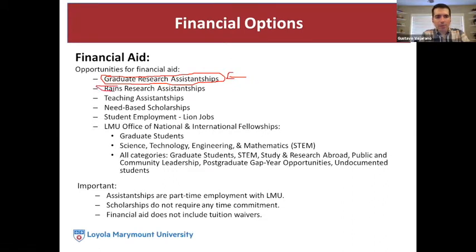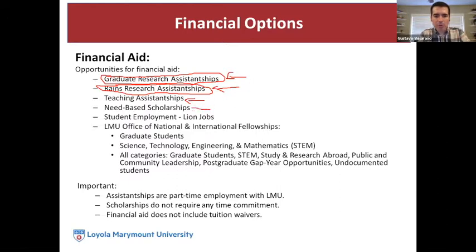Then we have range research assistantships. The idea is similar to the previous research assistantships, but these are at a much lower number of hours per week. Students will work probably like 2 hours per week on a range research assistantship. We have teaching assistantships. Students may work for a faculty member. They may help them to set up lab assignments for the undergrad program, or they can help them to grade homework assignments of the students of the undergrad program.